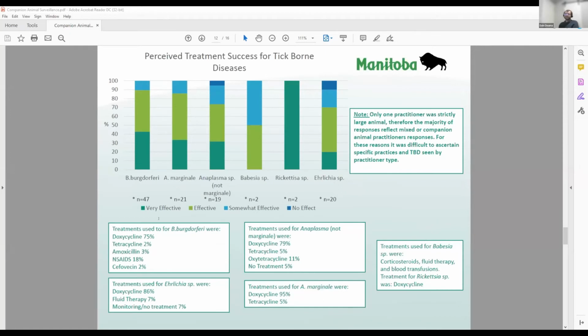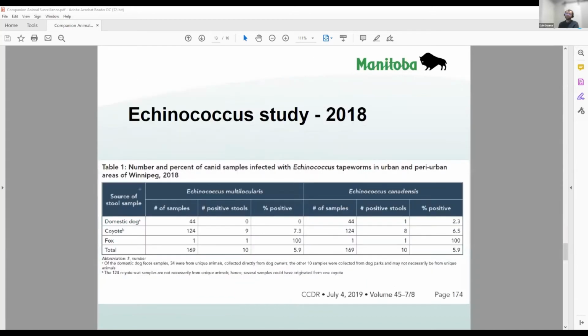Then when asking about treatment success, our vets are very good at treating tick-borne disease. That's what I'll say based on their self-perceptions. This is not based on any diagnostic support, so whether or not any actual pathogen was cleared through their treatment or any clinical signs were resolved, that is far more questionable. But it's interesting to see how comfortable they are, how they feel at least when they're treating tick-borne disease. And as you see, it's almost entirely doxycycline that gets used regardless of the pathogen. So that's the tick-borne stuff.